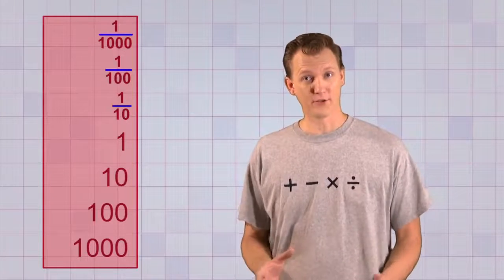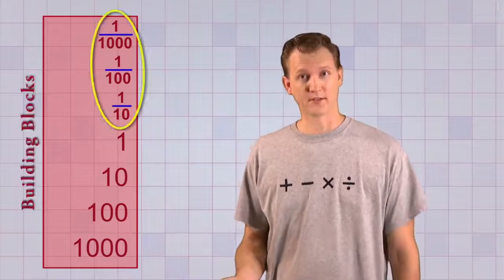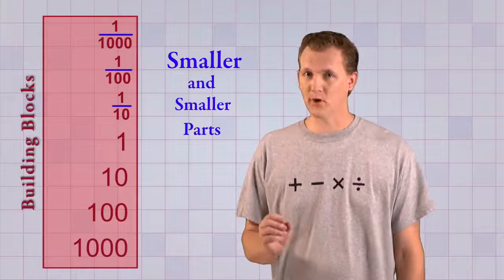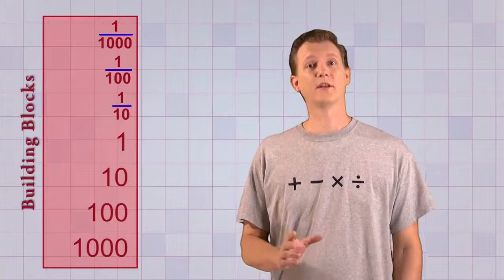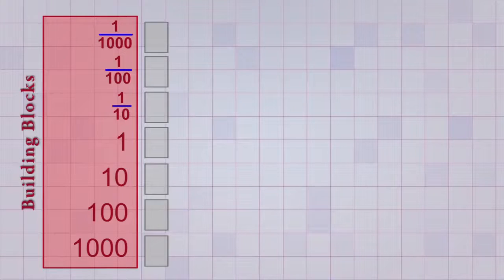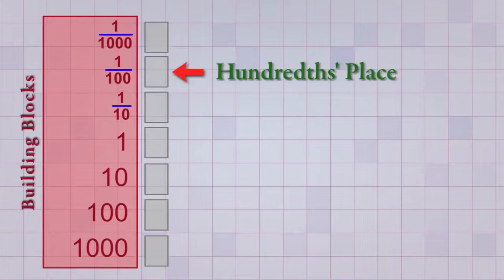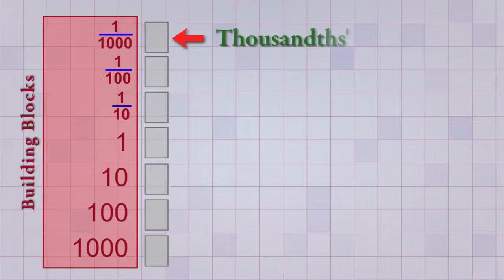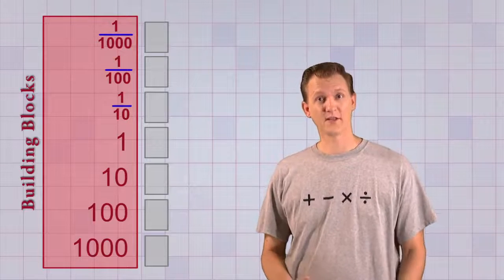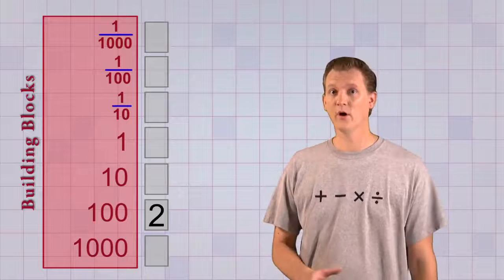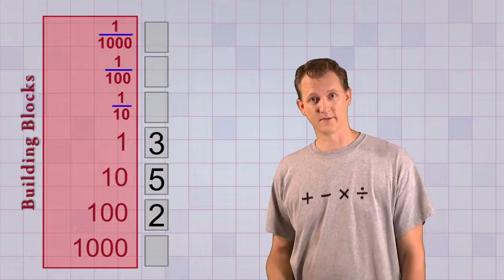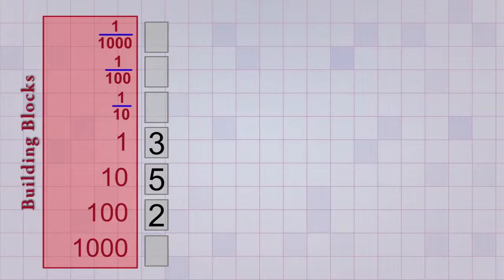Alright, now that we have all these new smaller or fractional building blocks, it means that we can count smaller and smaller parts of things. But to do that, we're going to need a new number place for each of them. This will be called the tenths place because it counts tenths, and this will be the hundredths place because it counts hundredths, and this will be the thousandths place because it counts thousandths. To see how the new number places work, let's bring back our last example digits: 2 hundredths, 5 tens, and 3 ones. But this time, let's add 6 tenths by putting a 6 in the tenths place, and 4 hundredths by putting a 4 in the hundredths place.